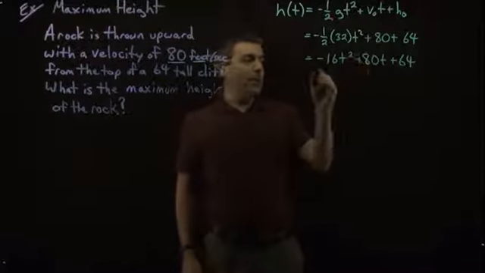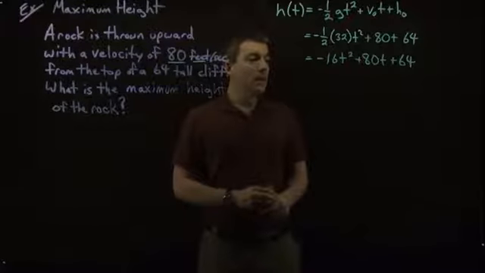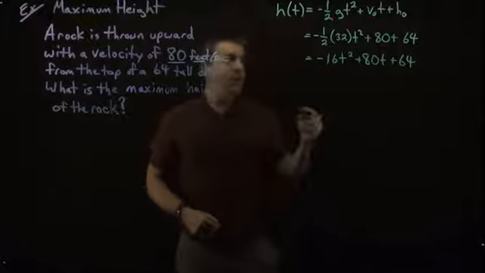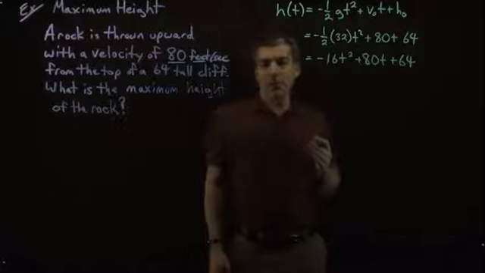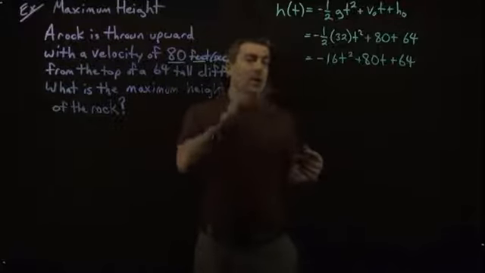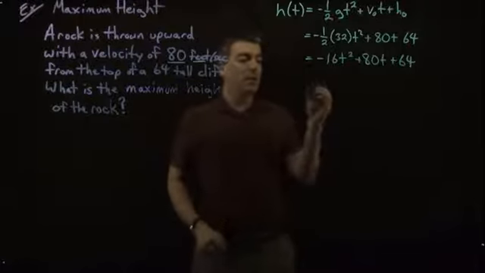So if we find the vertex for this, we're going to find the maximum height. We can use the vertex formula. Recall that's negative b over 2a. That will give us the time value before this rock reaches its maximum height. Then we can take that time value and plug it back in here and get the height. All right, so let's write that down.